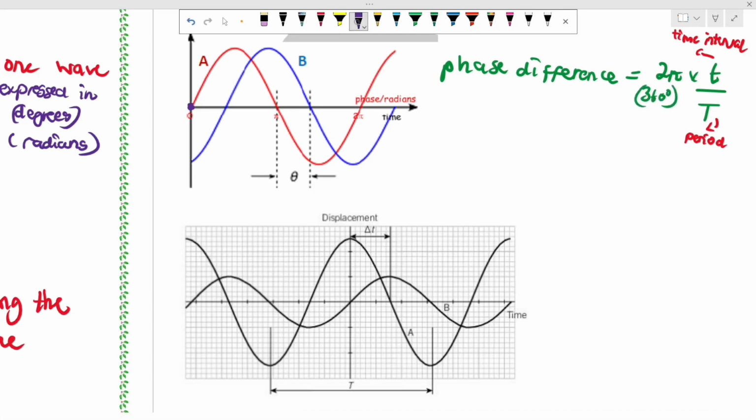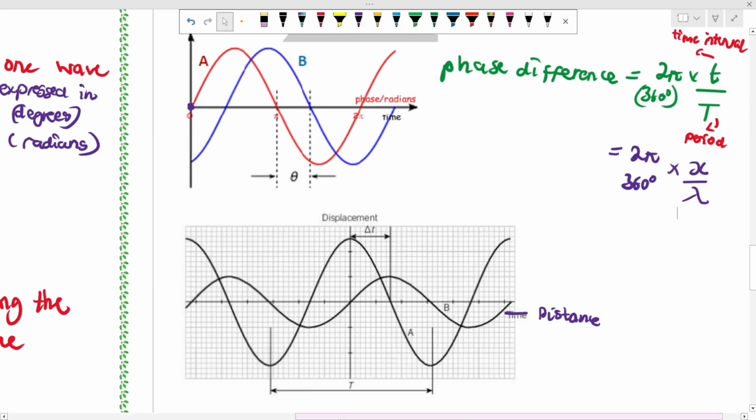That's method one. Method two is you can be given a distance-displacement graph. So instead of just putting time here, they can put distance over here. For that one, we're just going to say 2 pi or 360 degrees multiplied by x over lambda, the distance between 2 points in phase divided by lambda, and you get the phase difference.